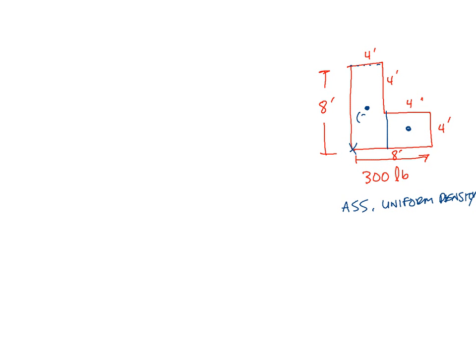Halfway over to 4 would be 2 feet to the right. Halfway up 8 would be 4 feet. So 2 feet, 4 feet would be the distance. I need to go 2 feet over and 4 feet up to get to the center of mass of that thing. I need to find the center of mass of the other piece, but remember, I'm measuring from the origin, so I'd have to go 4 feet here and then another 2 feet. So that's actually 6 feet over, and halfway up 4 would be 2 feet there. So the center of mass of that would be found at 6, 2 relative to this point right here.